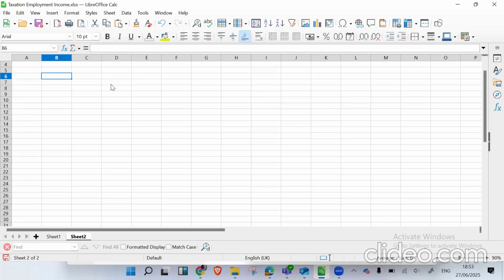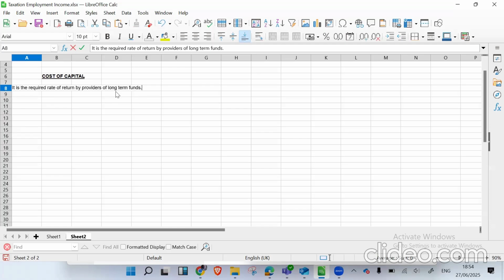Now, cost of capital. So I can say this. It is the required rate of return by providers of long-term funds.